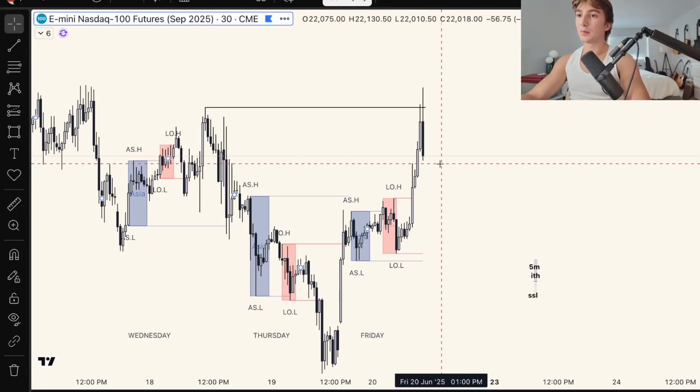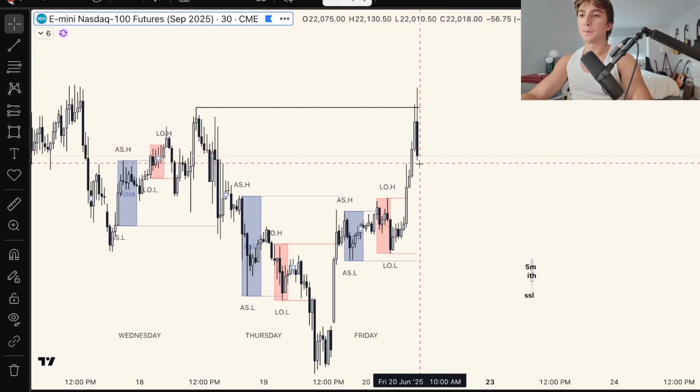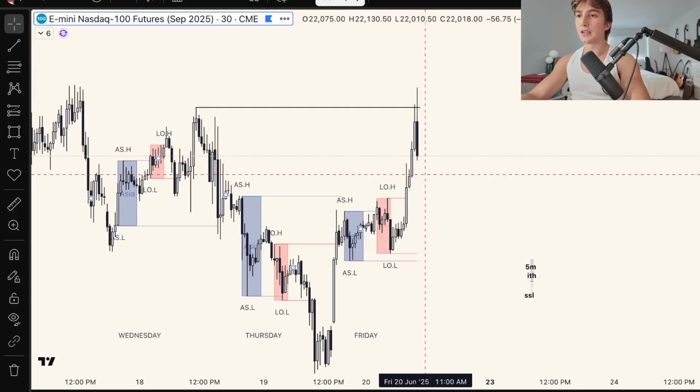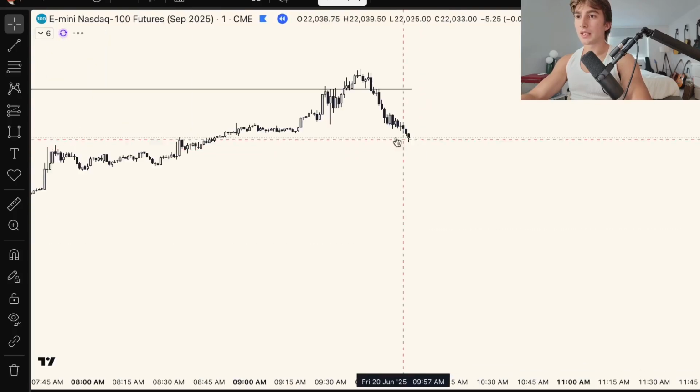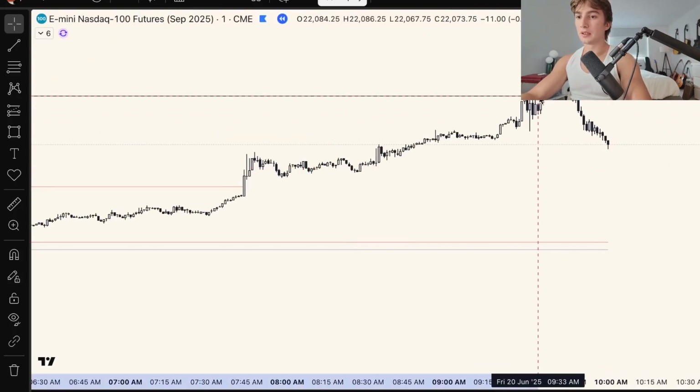Going into 9:30, probably expecting price to be bearish, but I'm going to need more confirmation on the lower time frame before I can just run with that. So I know we took out previous day high. That was that sweep of this high right here.